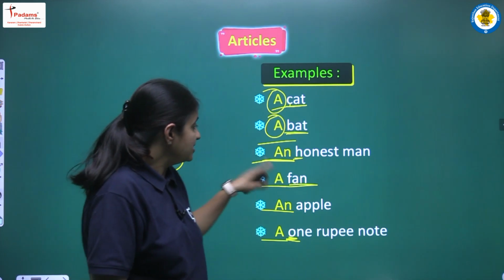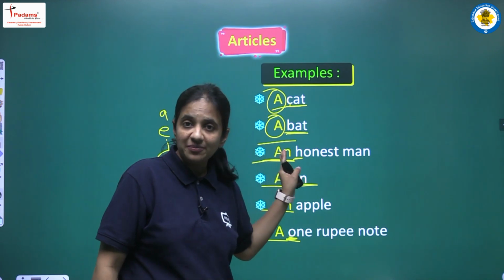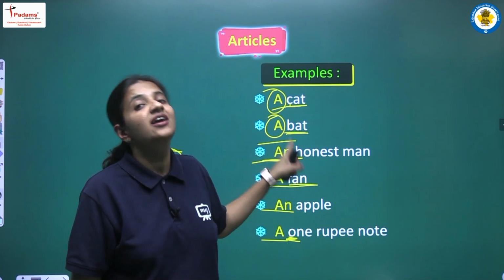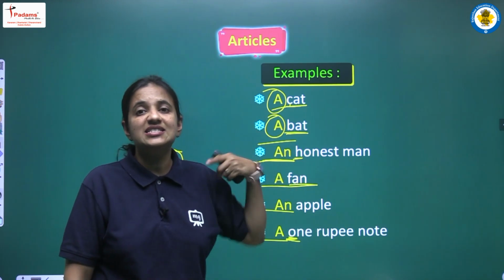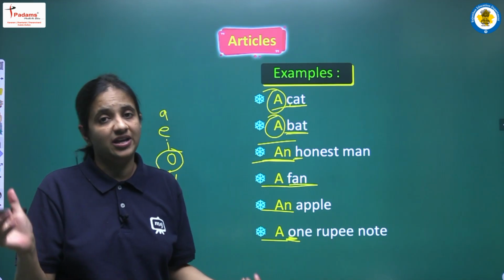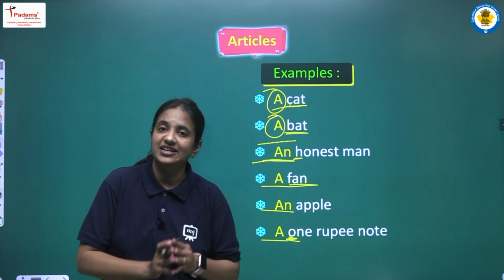Okay, and there can be some cases also where the alphabet is a consonant, but its pronunciation, its sound, is a vowel sound. Okay, so students don't get confused.